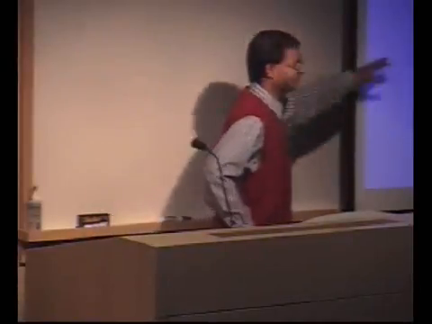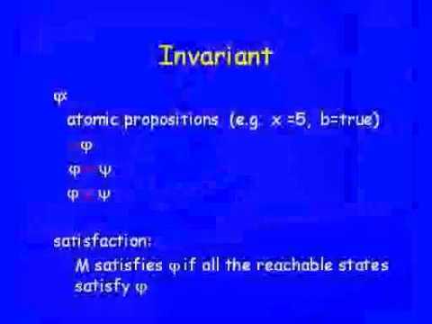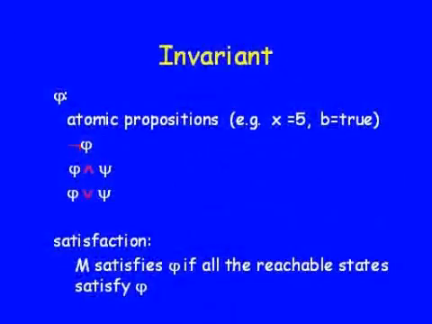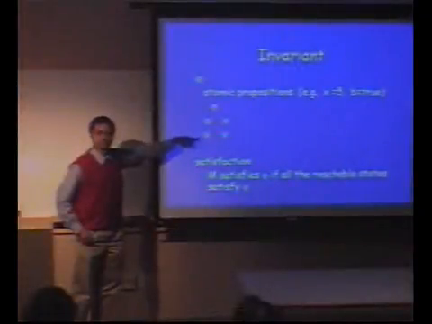For each of them, I'm going to talk about the syntax, which is what formulas are syntactically correct in that logic. And then I'm going to talk about the semantics. So for instance, the simplest temporal logic is the invariant logic, in which you have only propositional formulae: you have atomic propositions. These are all the formulae that can be coded as invariants.